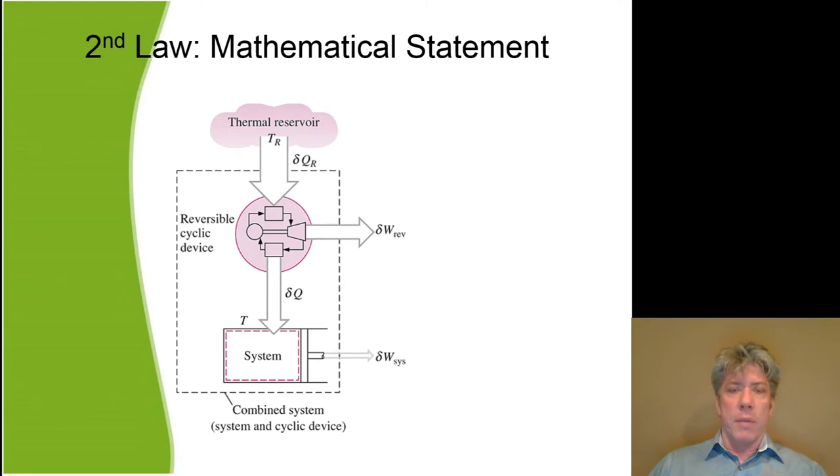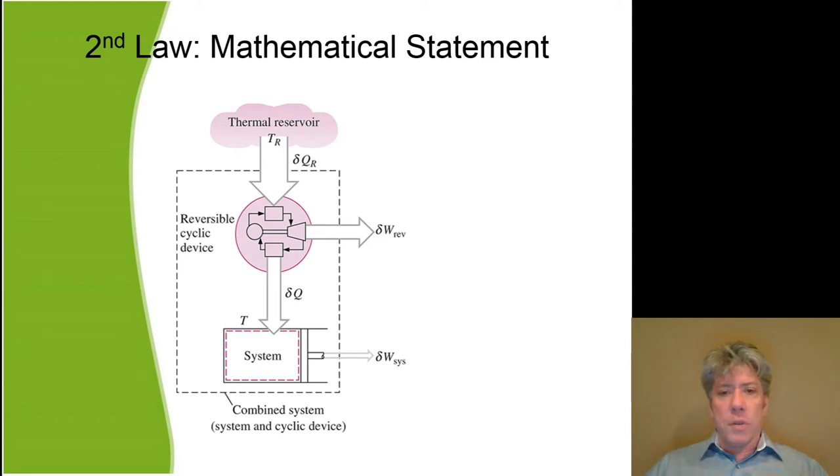So to get a mathematical statement of the second law, we need to consider a system that receives thermal energy from a reservoir at temperature T_R. So there's an amount of thermal energy that comes in. We'll call it Q_R, that's the heat transfer that comes in to the system. The system consists of everything inside of the dotted lines, and there is a reversible cyclic device at the top that is accepting thermal energy, transforming a portion of that thermal energy into work, and then rejecting waste heat to another system that is internal to the overall system. And the overall system is combined together. So it consists of the little system plus the reversible cyclic device.